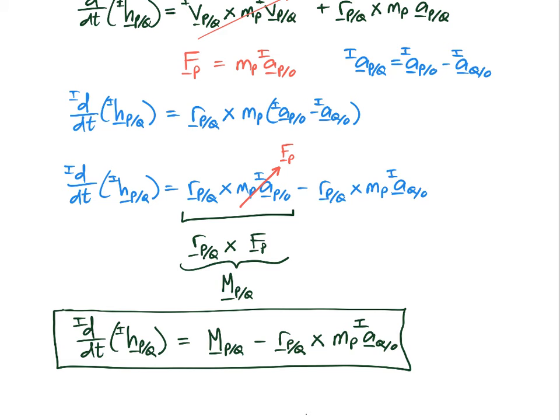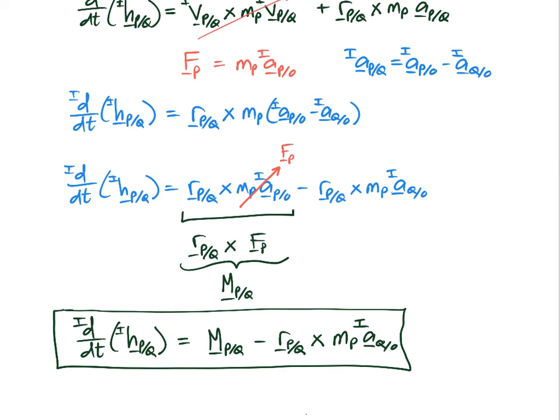And so in our final expression, we have that the time derivative of the angular momentum of p with respect to q as observed in the inertial reference frame. And remember, there's no restrictions at all on this angular momentum term. Q can be moving, it doesn't have to be fixed. It is equal to the moment of p with respect to q. This is the moment about q due to all the forces applied to point P. And then we have this extra term here, which we're subtracting, the position vector of p with respect to q crossed with the mass times the acceleration, and this is of point q, as observed in the inertial reference frame.